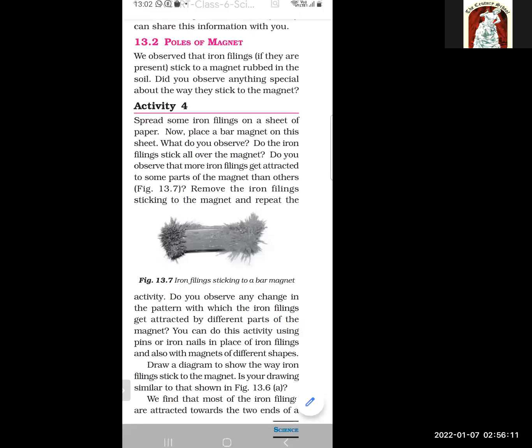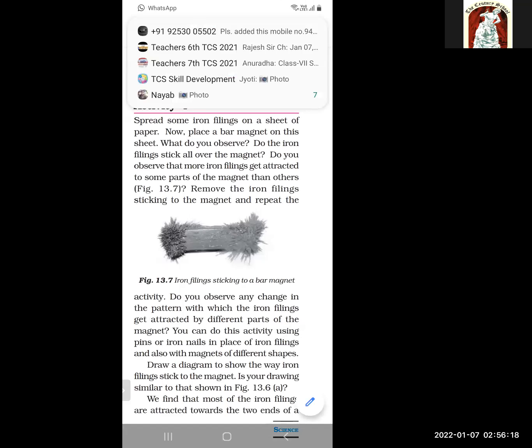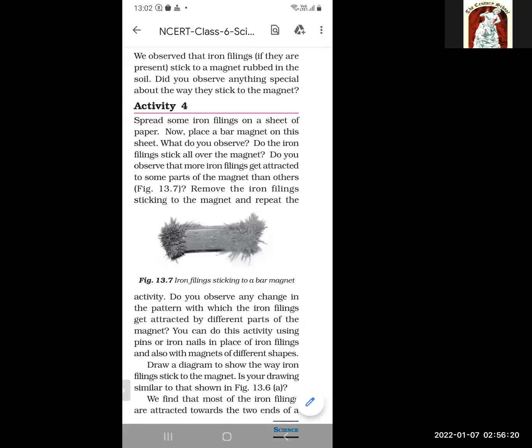So in Figure 13.7, firstly we will take the paper, and then on the paper place a bar magnet, and then spread some iron filings. The small particles of iron are iron filings, and we will put these iron filings on the paper.